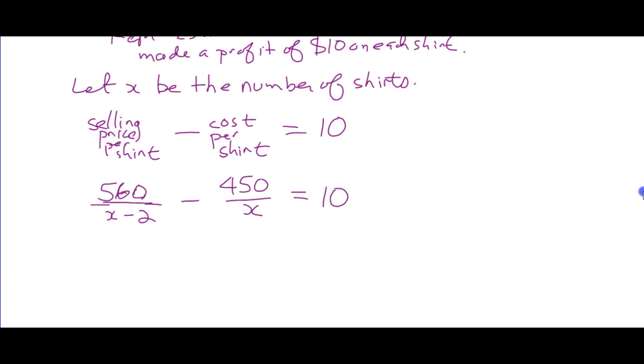Okay, what are your non-permissible values, or your restrictions? What can't x be? 0 or 2, right? Well, we know it's likely not $225 a piece for the shirts, and besides, if she kept 2 shirts, then there's none left to sell. So you're not going to have to worry about those numbers popping up in the solution. Okay, what's my LCD? X and x minus 2, right?